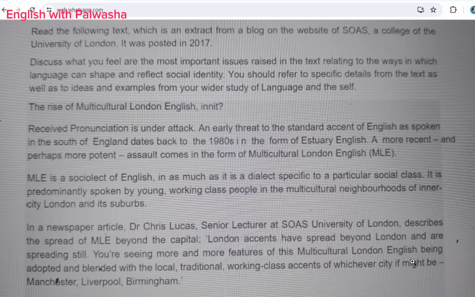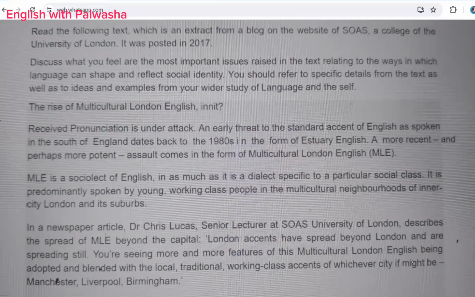You know that an early threat to the standard accent of English as spoken in the south of England dates back to the 1980s in the form of estuary English. A more recent and perhaps more potent assault comes in the form of multicultural London English, MLE. So how are we going to discuss this whole paragraph about received pronunciation, about multicultural London English, MLE, where it is being used, and the exact statistics in the 1980s when it was spoken?